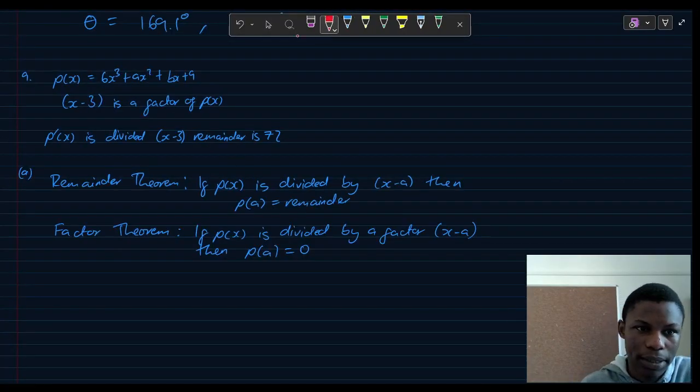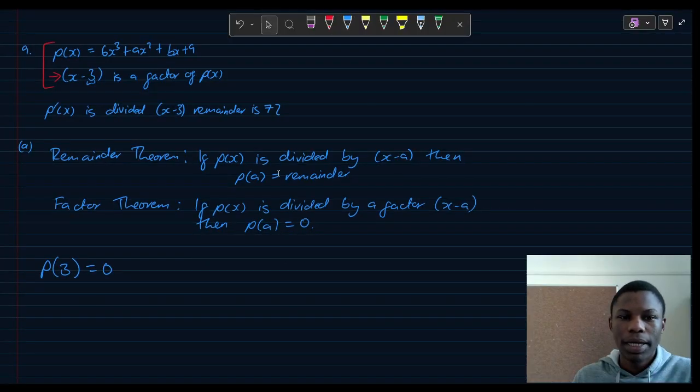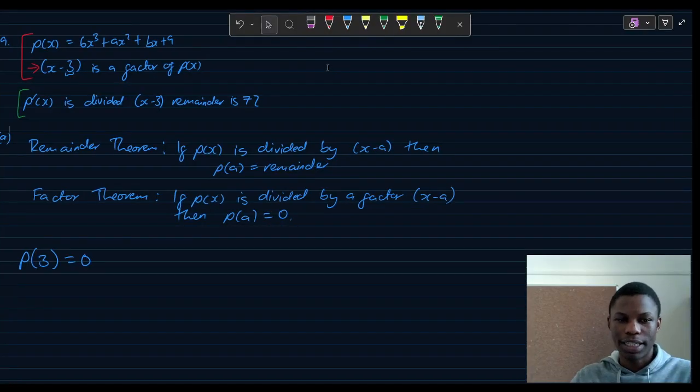So the first part here, we have our p of x, and we're told that x minus 3 is a factor of p of x. So according to the factor theorem, this means that p of a, in our case a is this 3 here, has to be equal to 0 by the factor theorem. And then the second part is that p prime of x is divided by x minus 3 and the remainder is 72. So we need to first find what p prime of x is.